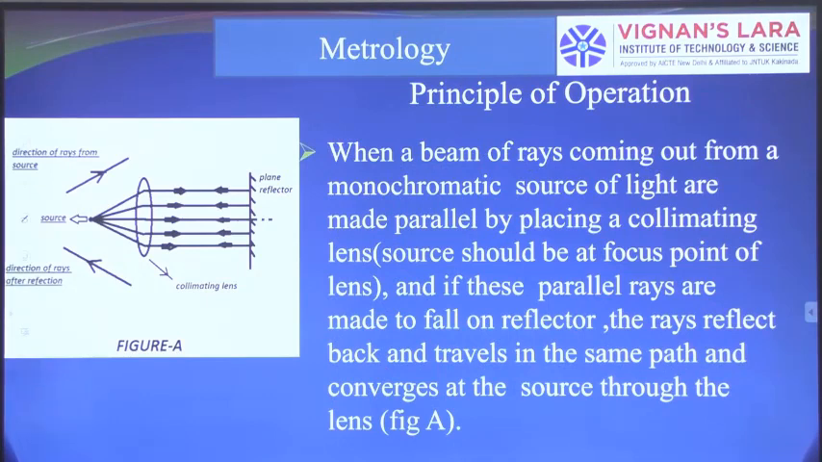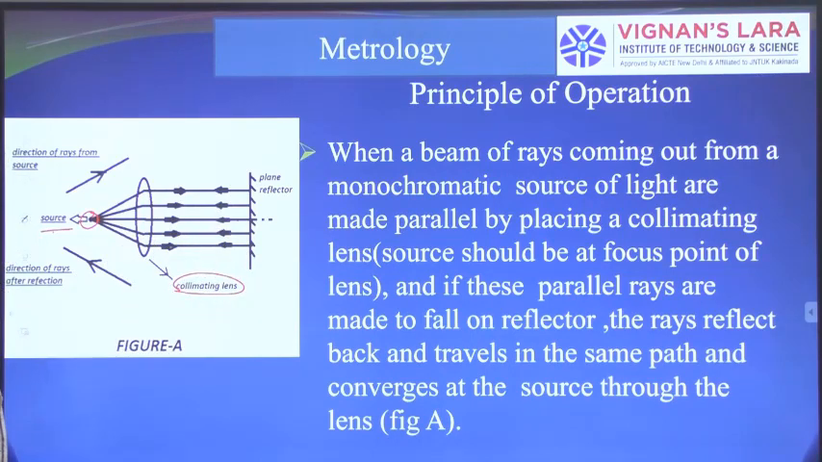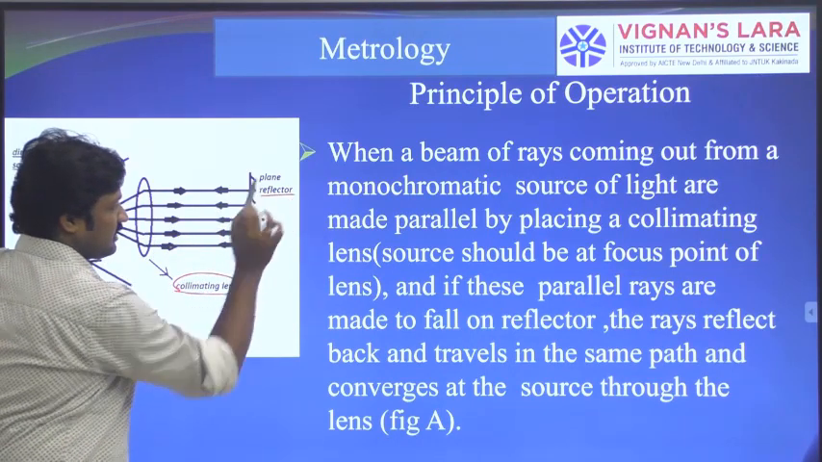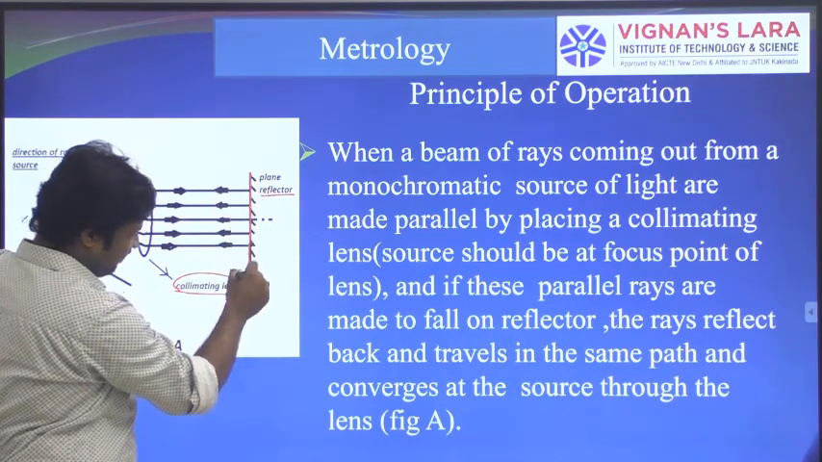Principle of operation. By means of a light source, light rays are emitted and fall on a collimating lens. The purpose of the collimating lens is to convert the inclined rays into parallel beams. Here the inclined rays are converted into parallel beams and projected on a reflecting surface, that is, a plane reflector. This one is our surface.